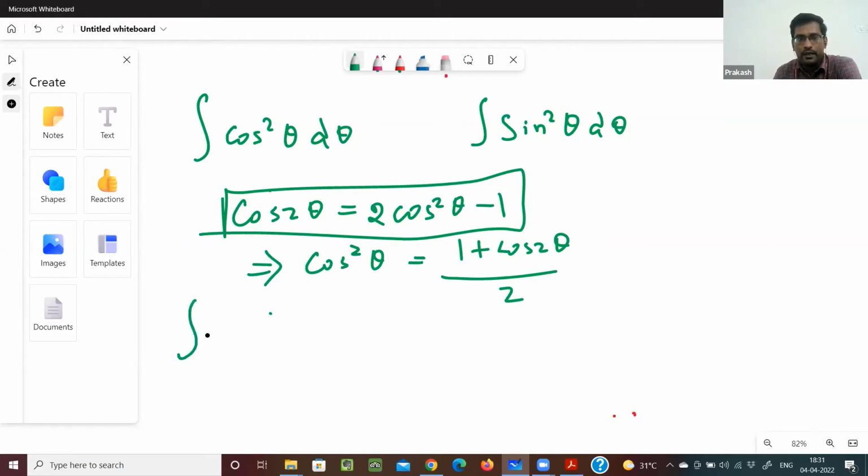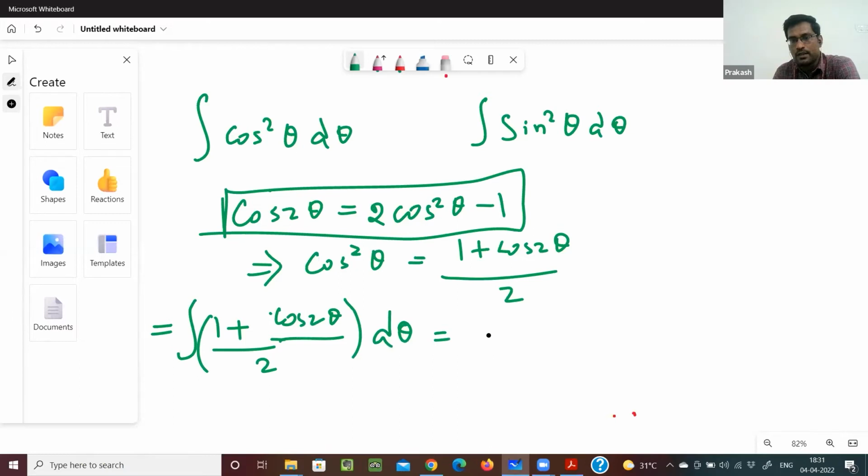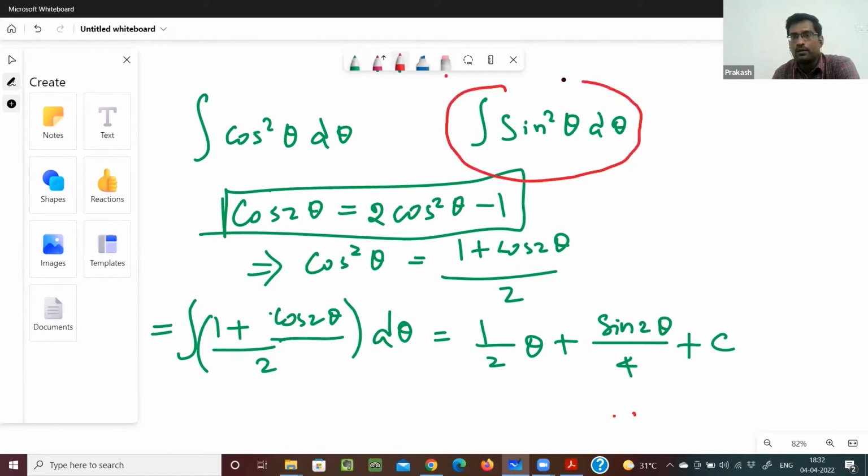So here we can directly substitute. This integral we can rewrite as the integral of 1 plus cos 2 theta divided by 2 with respect to theta. So this is nothing but 1 by 2 theta plus sin 2 theta divided by 4 plus c. Similarly, you can evaluate this also, I will give you just the idea of how to evaluate it.